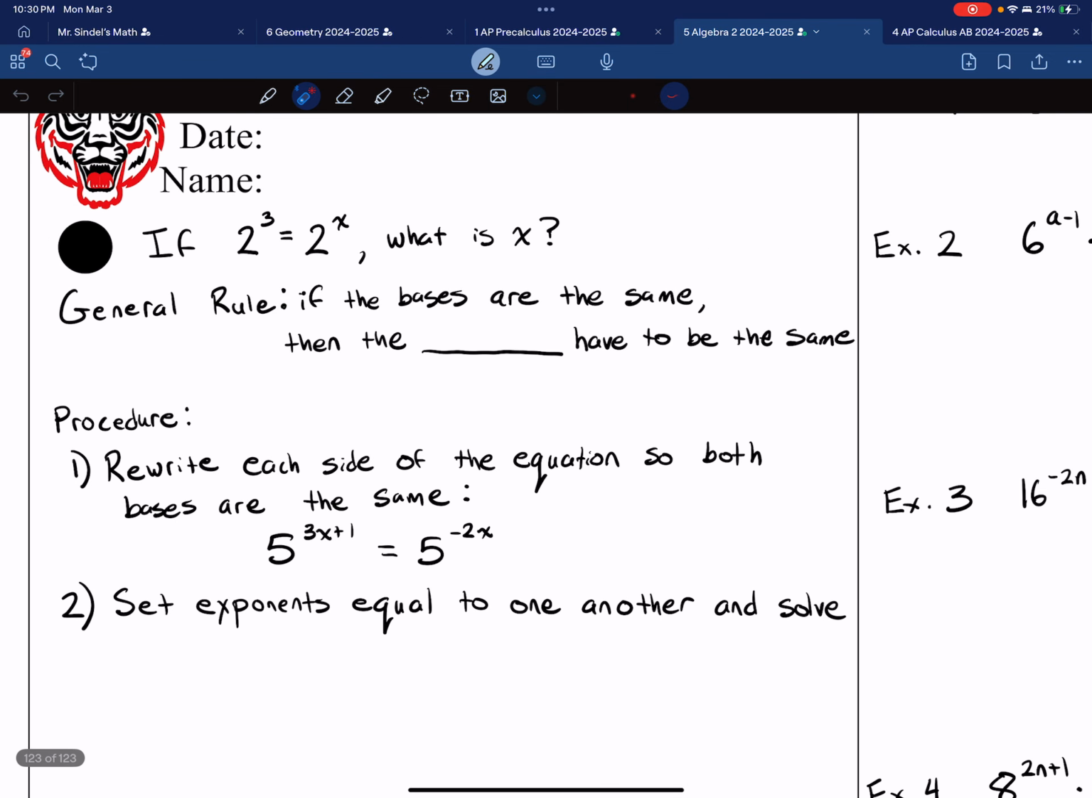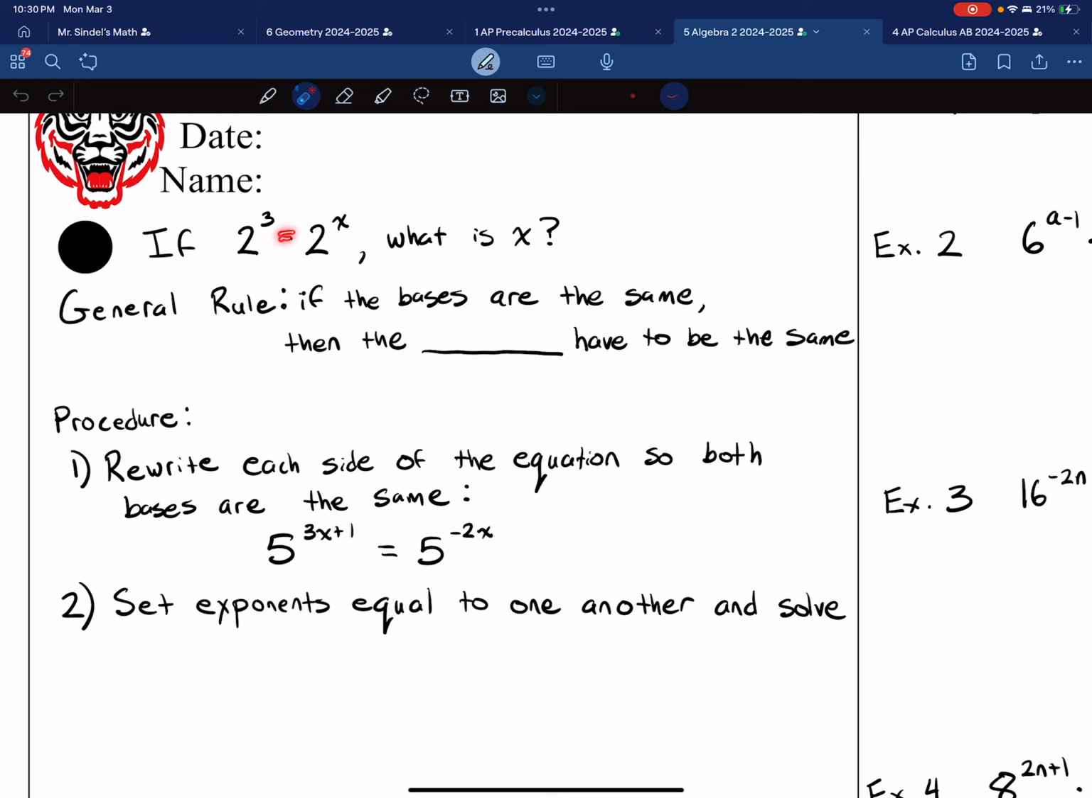All right, so the general idea behind today's lesson is if you have an equation where I have 2 to the power of 3 set equal to 2 to the power of x, what is x? Hopefully most people can come to the conclusion that if the bases are the same, then these exponents must also be the same in order for this equality to hold. Therefore, x in this case is 3.